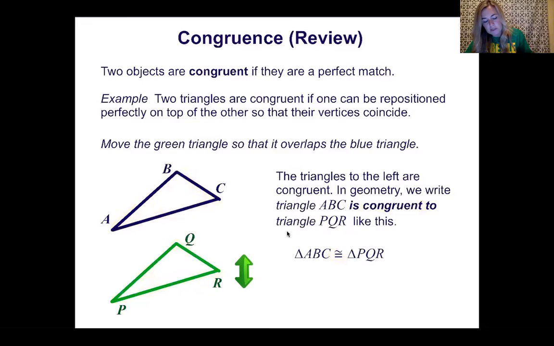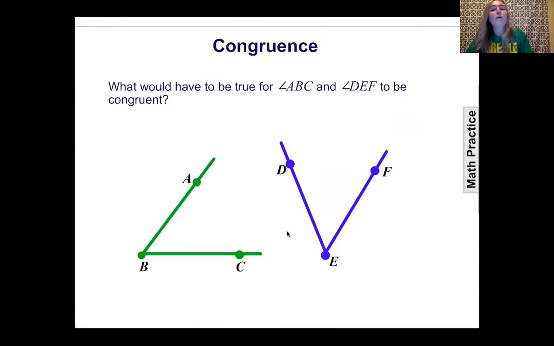So far we've talked about line segments and triangles. We can talk about this with angles as well. What would have to be true for ABC and DEF to be congruent? You can pause and think about it for a second. I think that if we were to take this blue angle and draw it perfectly over the green one and everything about it was a perfect match, they'd be congruent.